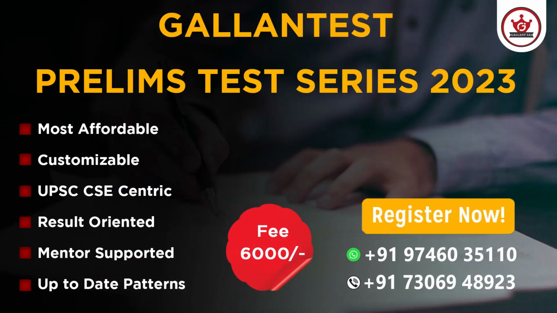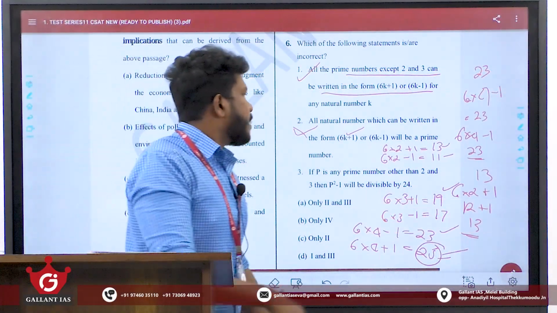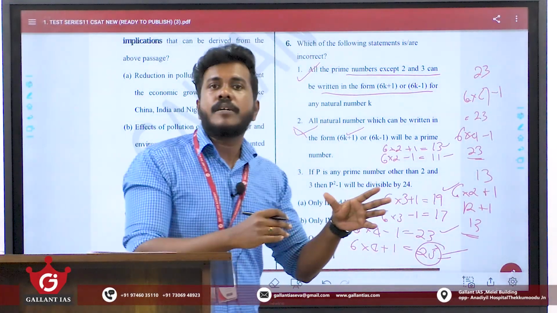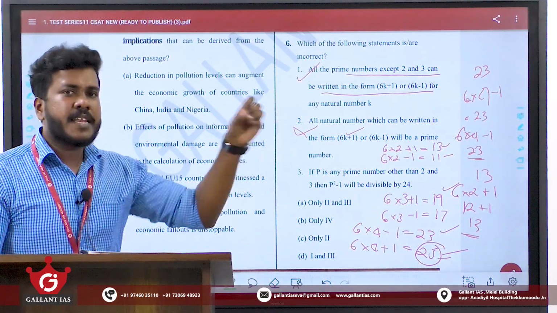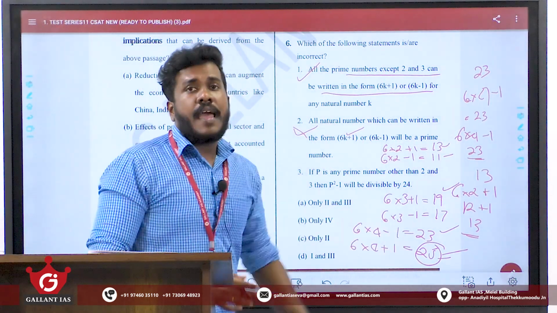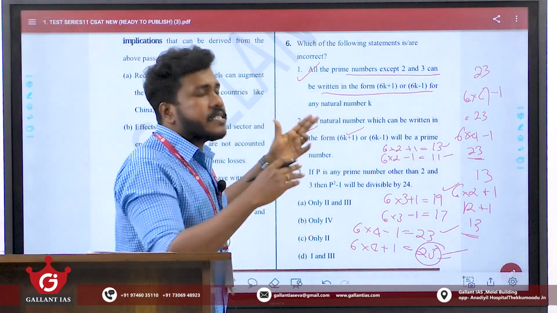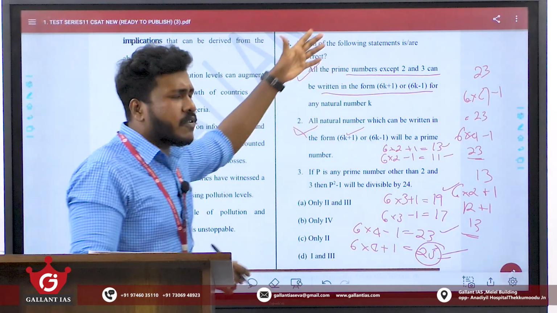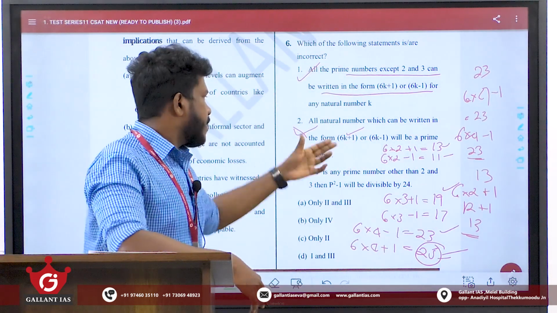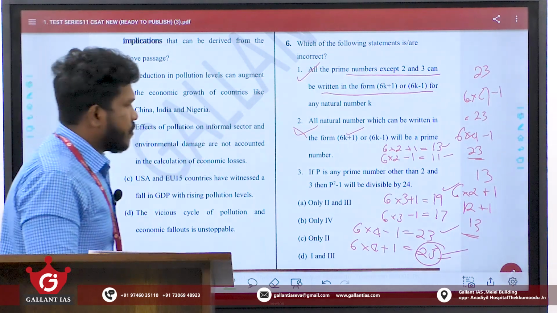So statement 2 is wrong. The statement says that all the numbers that can be written in the form of 6k plus 1 or 6k minus 1 will be prime numbers. But that is not true. We already proved that a non-prime number can also be written in the form of either 6k plus 1 or 6k minus 1. So statement 2 is wrong.